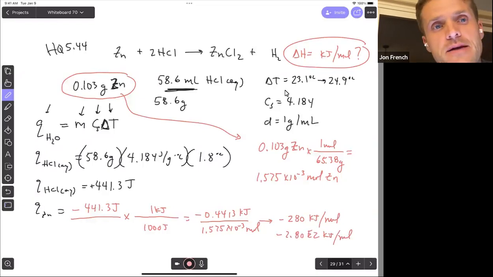Here, we needed to find it as energy per mole because that's what they were asking for in the question, right? They asked for what's the heat of this reaction in kilojoules per mole. So that was kind of different than the previous question where they just wanted to know the heat. They didn't really care about per mole. They just wanted to know the overall heat that was released. So that's question 44.